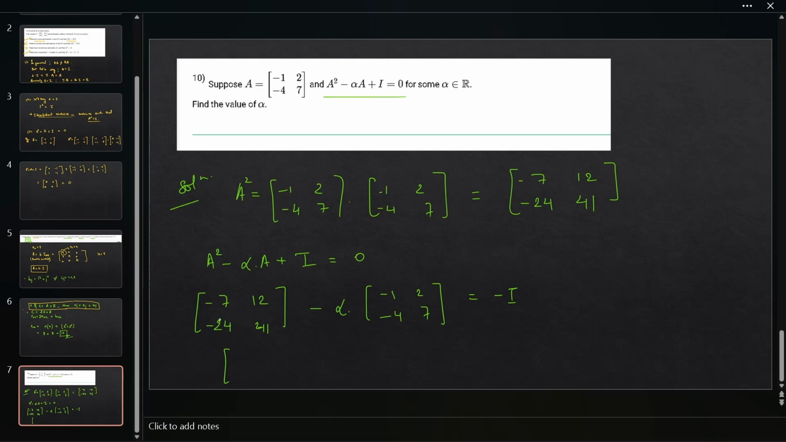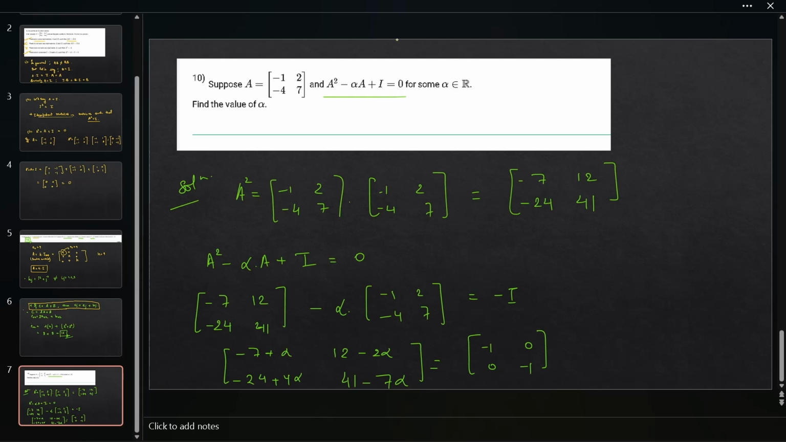Now again, writing this in a single line would be minus 7 plus alpha. Then we have 12 minus 2 alpha. Then we have minus 24 plus 4 alpha. And then we have 41 minus 7 alpha. And it is equal to minus 1, 0, 0, minus 1.